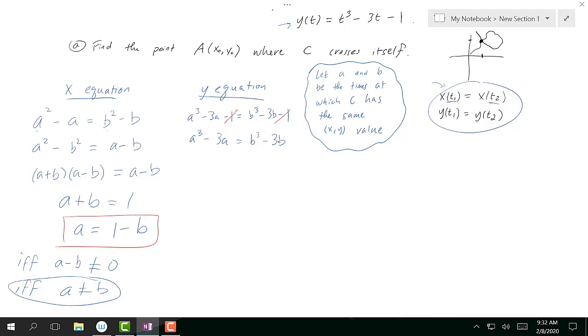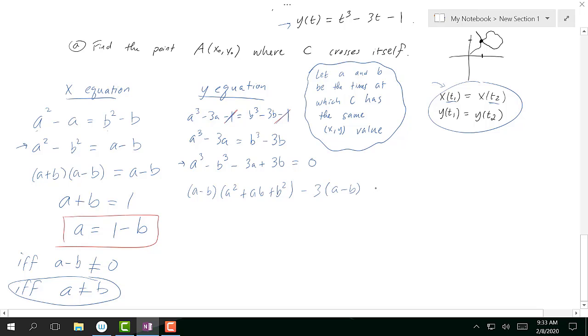Okay, let's group everything to the same side. So we're going to bring a cubed minus b cubed minus 3a plus 3b equal to 0. All we're doing right now is eliminating this thing right here and then grouping everything to the same side. And just like with the x equation, where we had a difference of squares, here we're going to have a difference of cubes, a cubed minus b cubed. So we factor that into a minus b times a squared plus ab plus b squared, minus 3 times a minus b. All gives us 0.